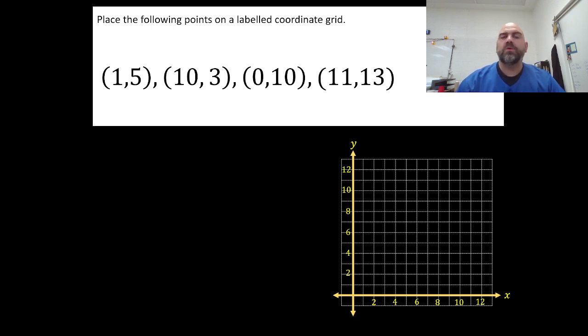Now to plot them out, 1, 5 is going to be right there where x equals 1 and y equals 5. 10, 3 is on the bottom right corner there where x is 10 and y is 3. 0, 10 is up on the y-axis. That is where x is 0 and y is 10. And then 11, 13 is up in the top right corner where the x value is 11 and the y value is 13.